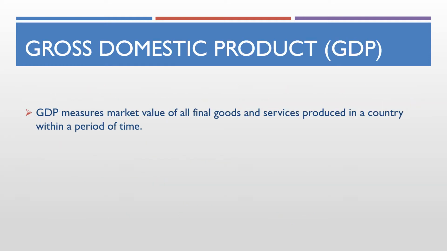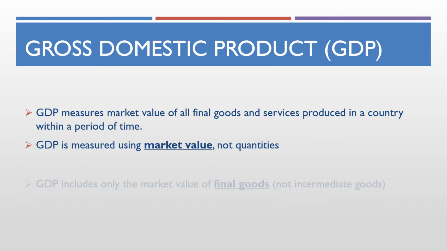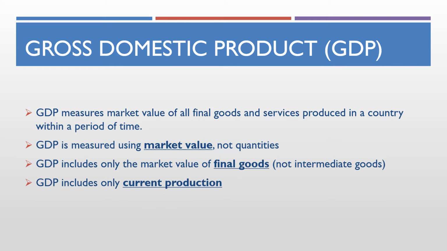When we talk about the total output level in a country, we usually refer to the term GDP, or gross domestic product. Here is a list of GDP characteristics. GDP basically measures the market value of all the goods and services produced in the economy within a particular period of time. GDP is measured using market value, not quantity. So we never say GDP is 10 cars plus 4 cakes.